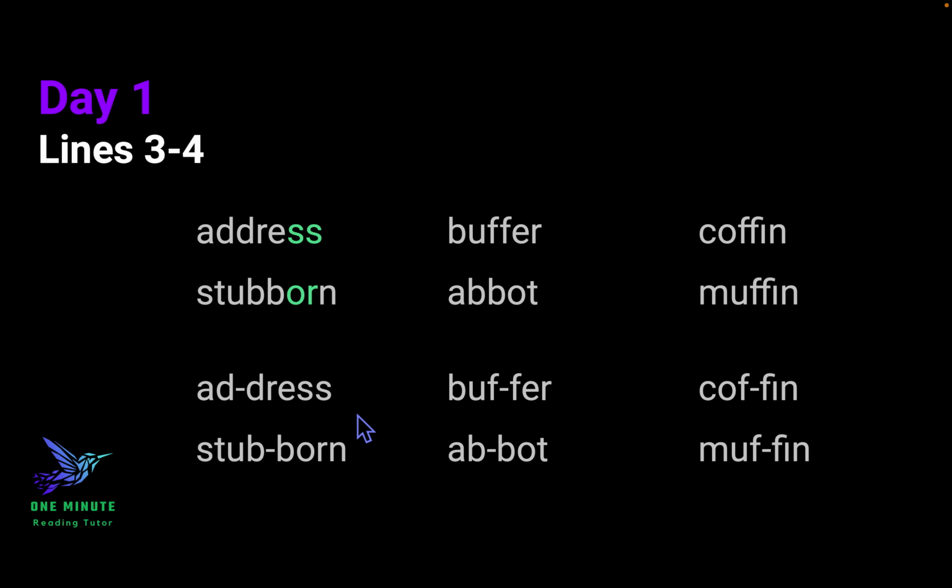So here we get address, divide between the two F's, buffer, right here between the two F's, coffin, between the two B's. Now OR usually says or, but often in a word when it's in the last syllable, it becomes muffled and sounds more like er. So if you said stubborn, that would be the way it looks, but since the first syllable is accented, this or sound becomes more like er, and so really people will say it more like stubborn. Divide between the two B's, abbot and muffin.